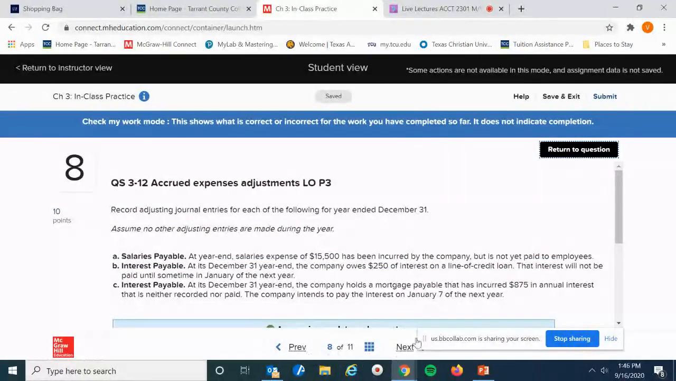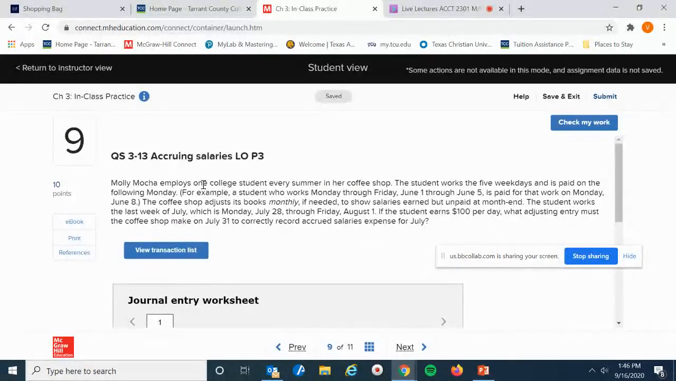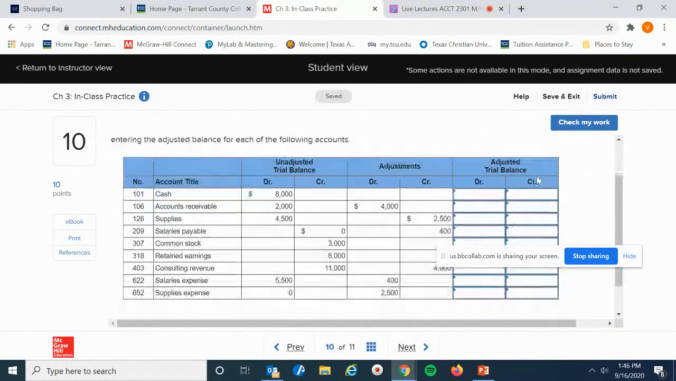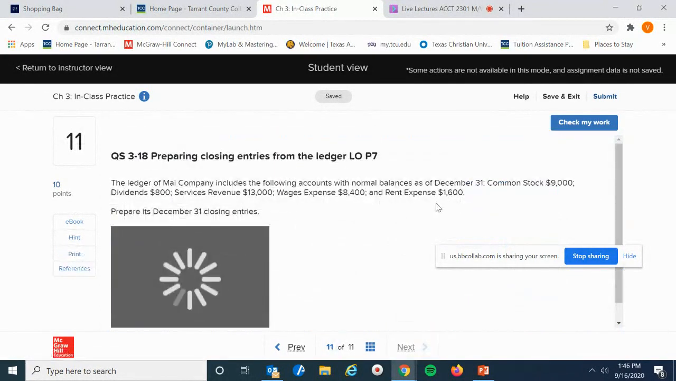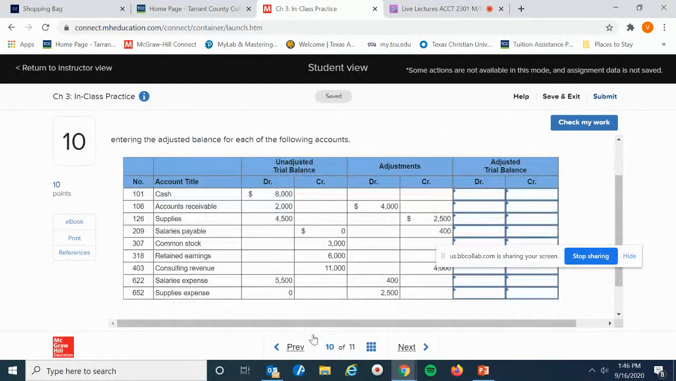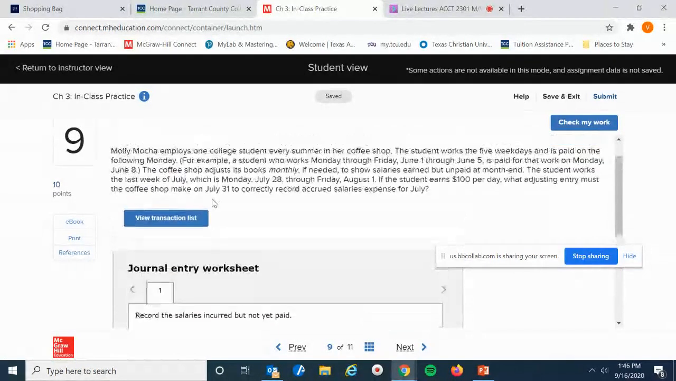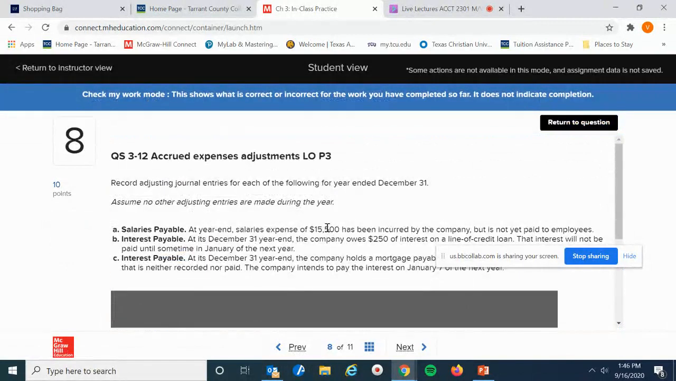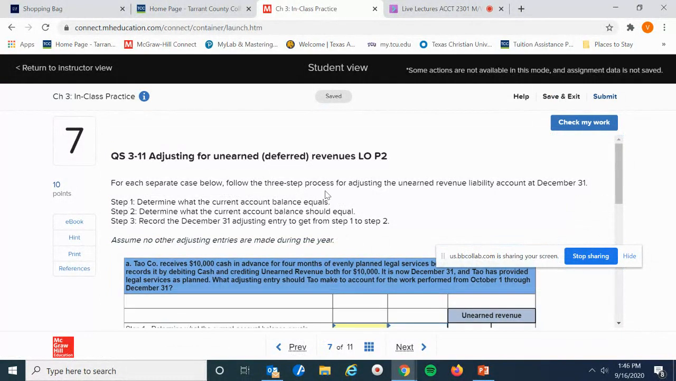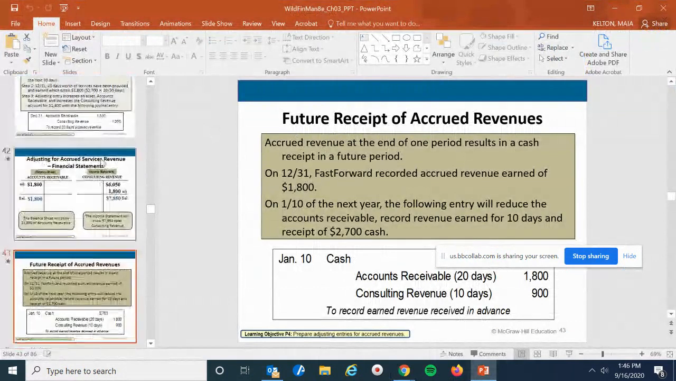Which is, I believe, accrued revenue. So this is accruing salaries. You guys can do this on your own for practice. I'm looking for an accrued revenue, but I'm not seeing an accrued revenue. Hold on just a second. Nope, this is an accrued expense. Help me out here. If you guys see an accrued revenue, let me know. Oh, there it is. No, this is unearned revenues. That's not it. Okay, so accrued revenue, can't see a problem like that, but they're probably the easiest.